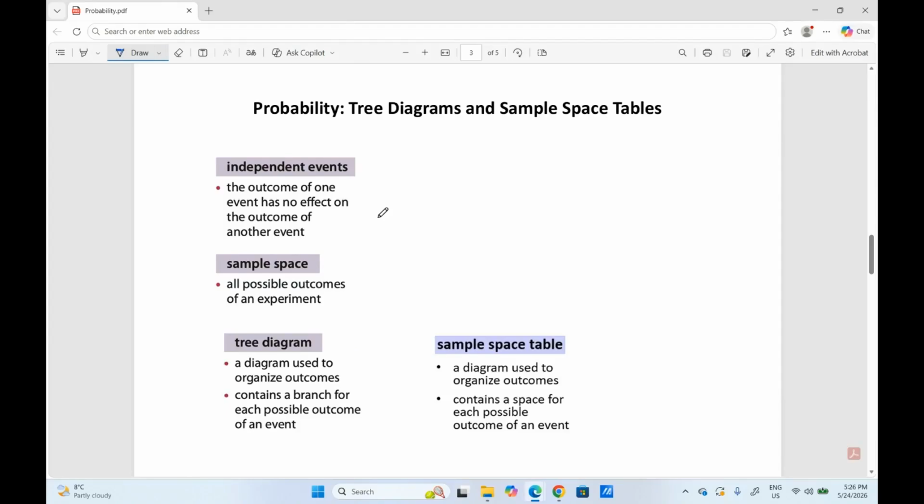Hi class, in this video we're going to be talking about probability and we're going to represent them using tree diagrams and sample space tables. So let's go over some definitions first.